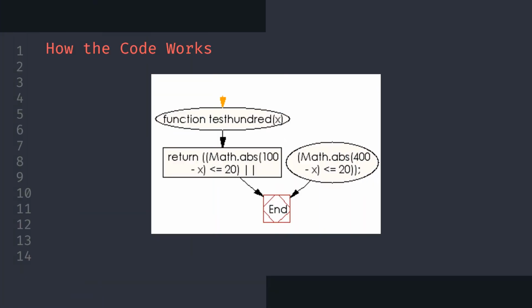Let's break down how this works. First, we calculate the absolute difference between the number and 100. If it's within 20 units, the function returns true. If not, it checks the difference between the number and 400 and applies the same logic.